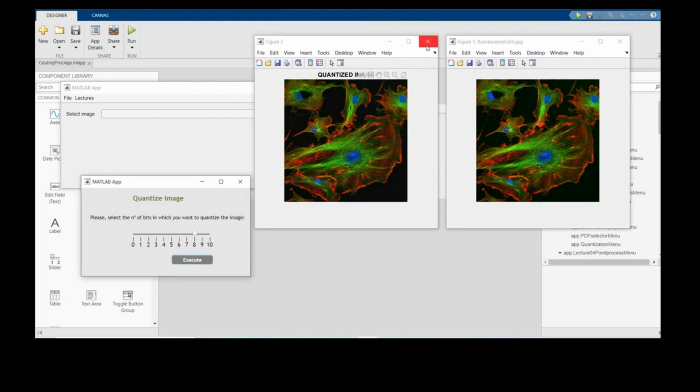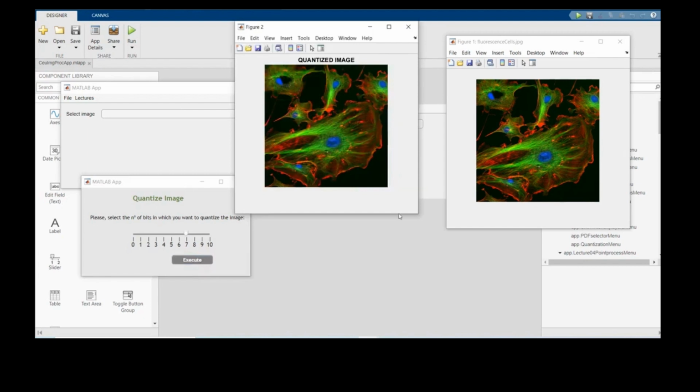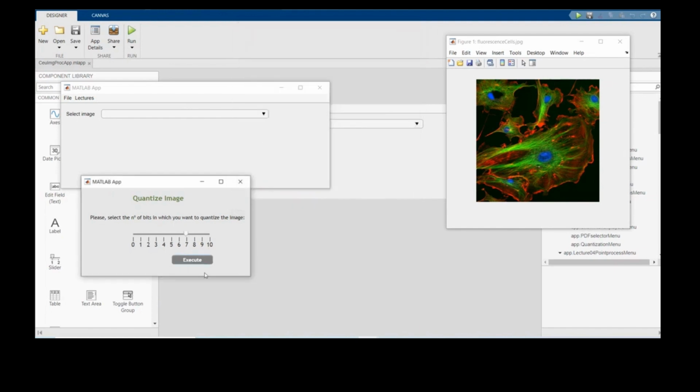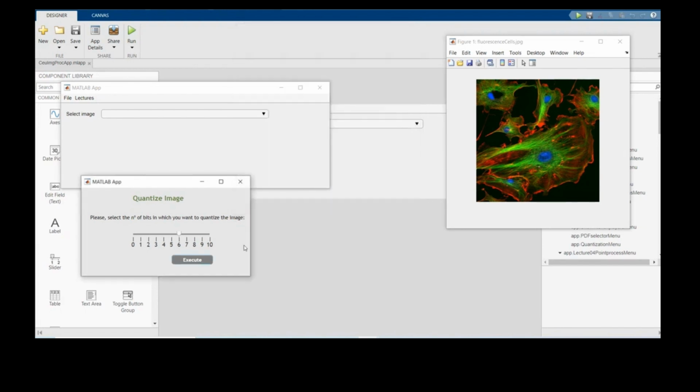But then, for instance, let's try to reduce to 7 bits. See what happens. I cannot see much of a difference between these two images, but we are using half the values. Okay, so let's use a fourth of the values. The two images look very much alike. There is a small region here where we start to see some artifacts, but otherwise they look very much alike.